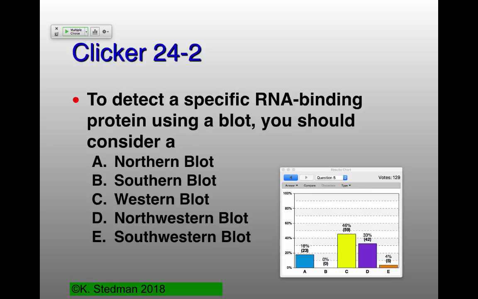So people didn't think this was a thing and why they didn't pick it. I've actually done lots of southwestern blots myself. There's also something called a far western blot where you have these extra things. So I'm trying to get people to think sort of outside the box.